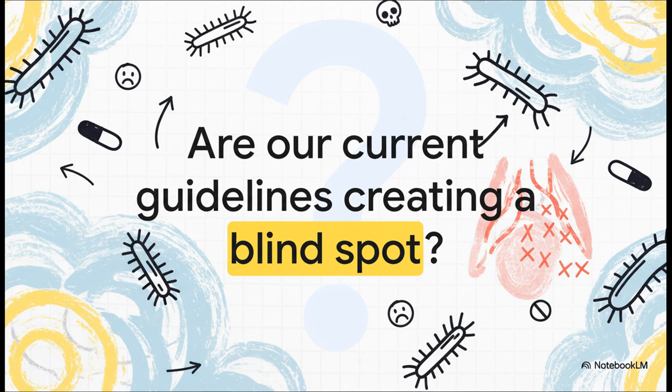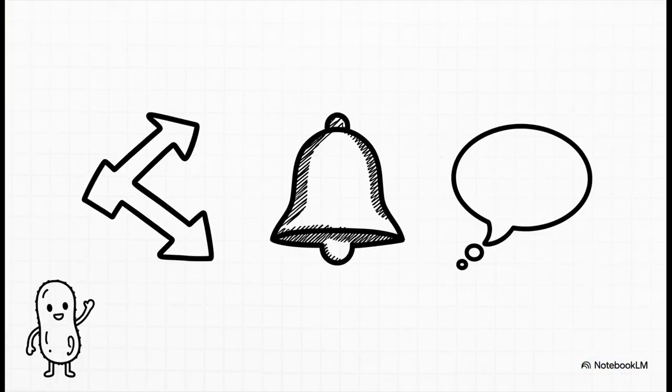So I have to leave you with this question. Are our current guidelines, with their laser focus on strep, creating a massive and dangerous blind spot? By not even considering Fusobacterium necrophorum for a teenager with pharyngitis, are we accidentally letting this forgotten disease make a deadly return? The evidence we've seen today suggests that we very well might be. And that's our look at Fusobacterium necrophorum.